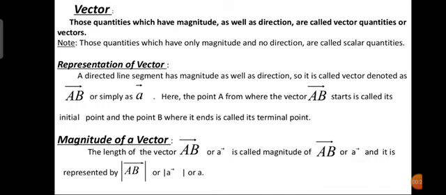So you know vectors. I think you have studied them in the previous classes. Vectors are those quantities which have magnitude and direction. You know about vectors and scalars. There are two types of quantities, vectors and scalars. Scalars have magnitude but no direction, but vectors have both magnitude as well as direction, and those quantities which have only magnitude are scalars.